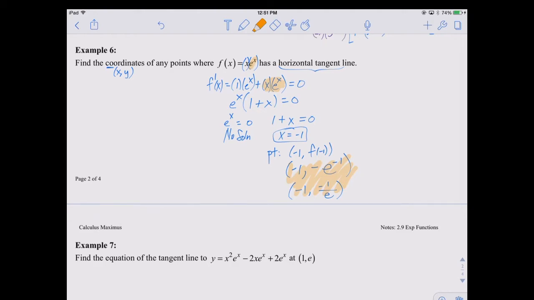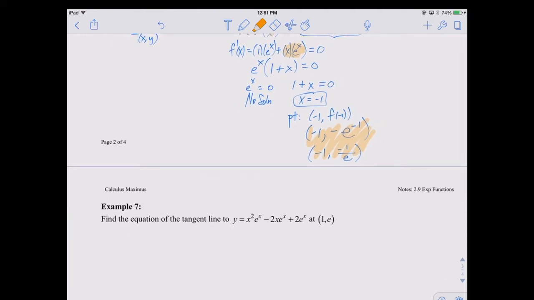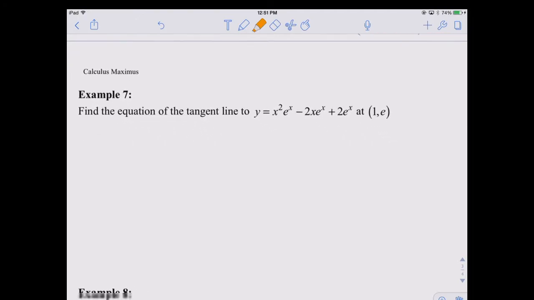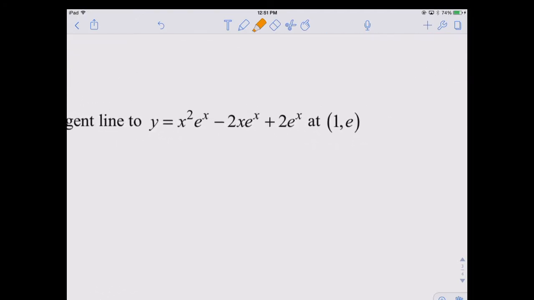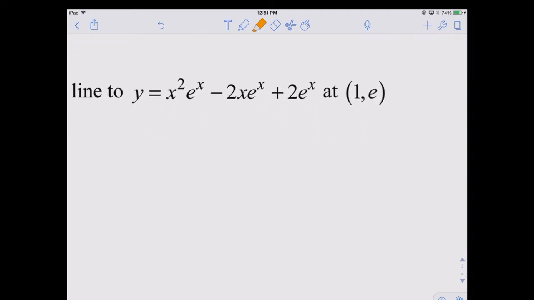All right. Moving on here. Example 7 says to find the equation of the tangent line. Tangent line. What do I need for the equation of a tangent line? Slope and a point. I got the point. All I need is a slope. Halfway there. We're halfway there.